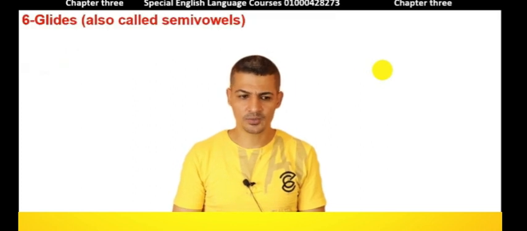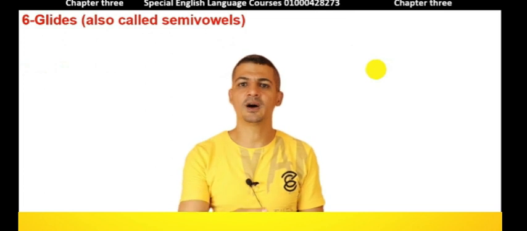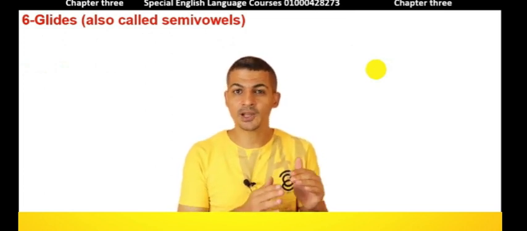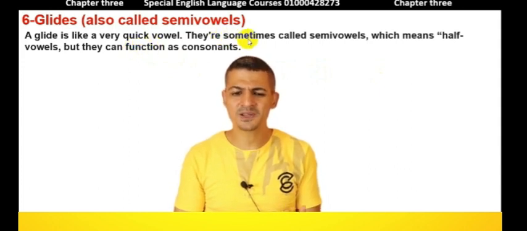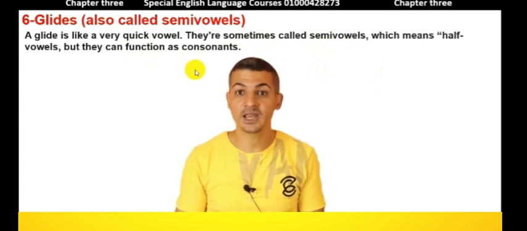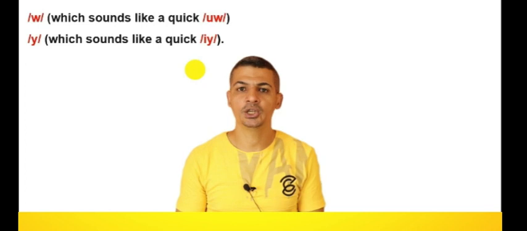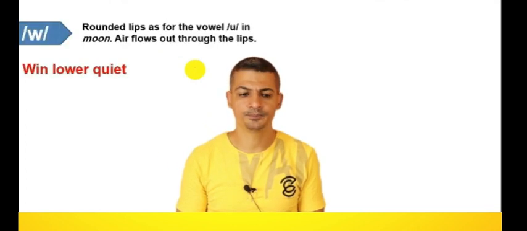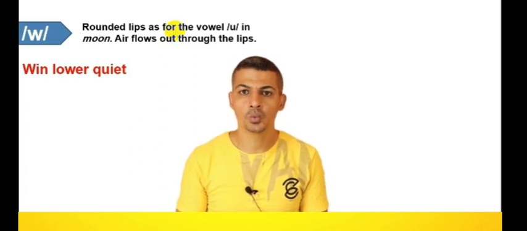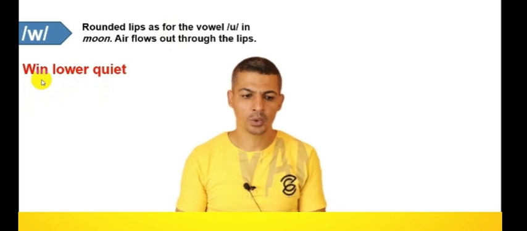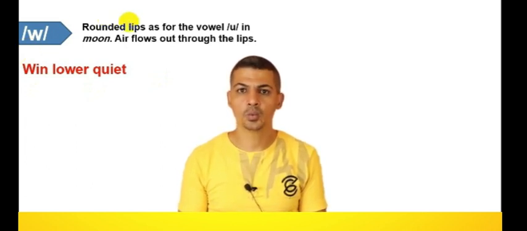The last group is glides, also called semi-vowels because they look like vowels. They are half vowels, so a glide is like a very quick vowel. They are sometimes called semi-vowels, but they can function as consonants. The glides are w and y. Let's see how to make them. W: rounded lips as for the vowel u, as in when, lower, and so on.